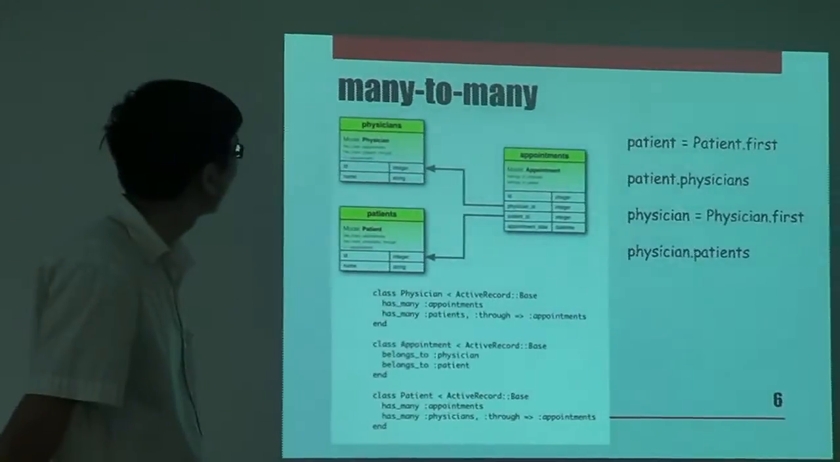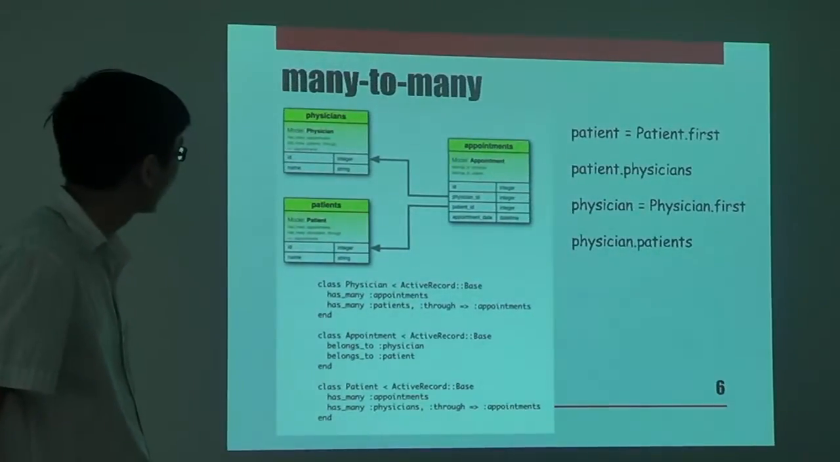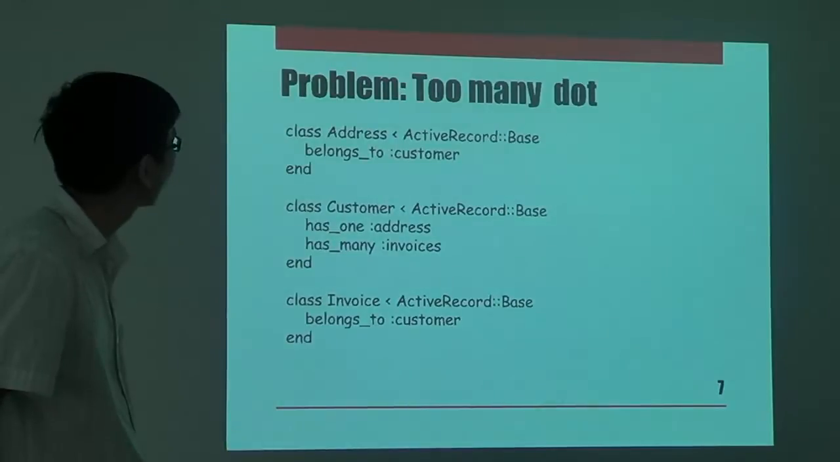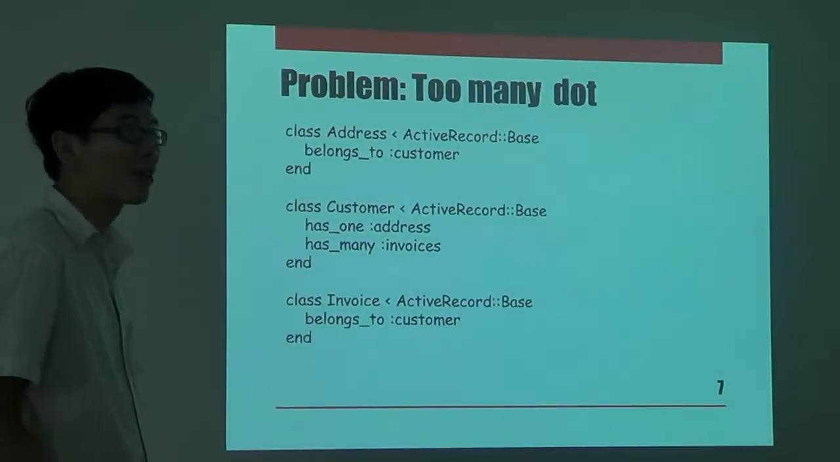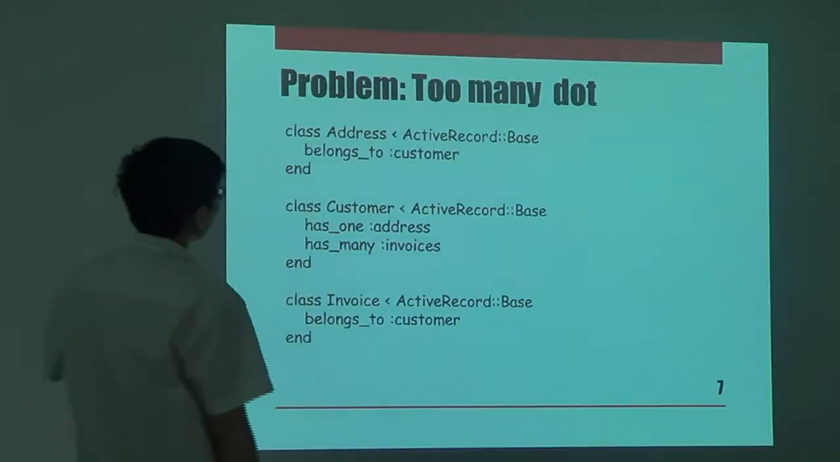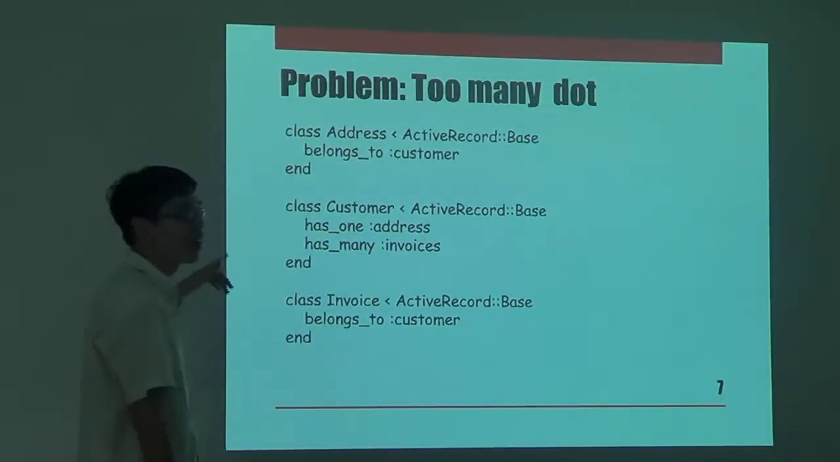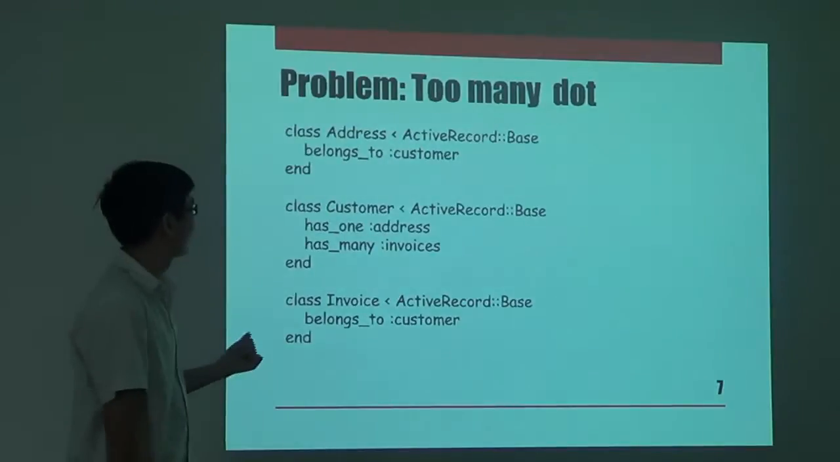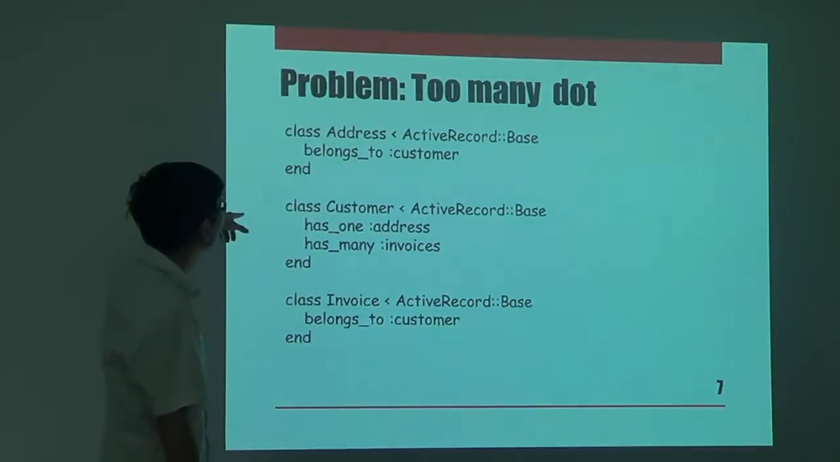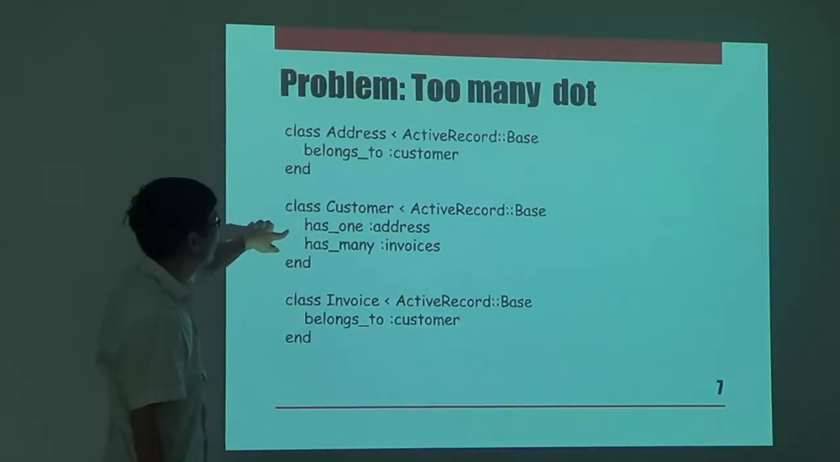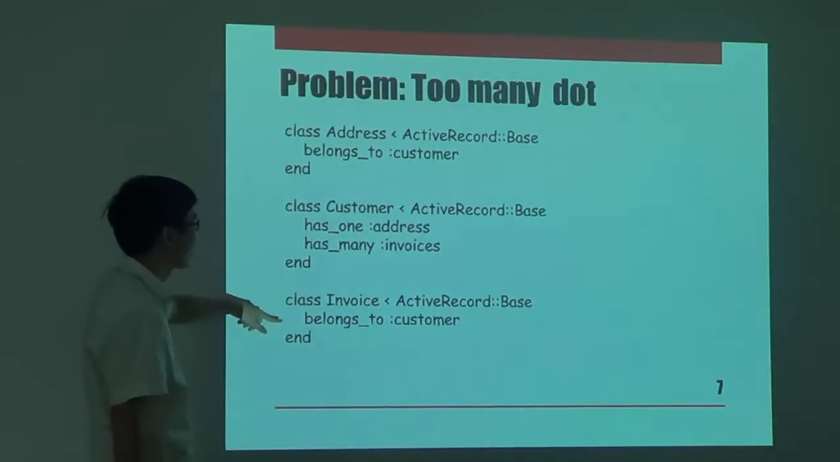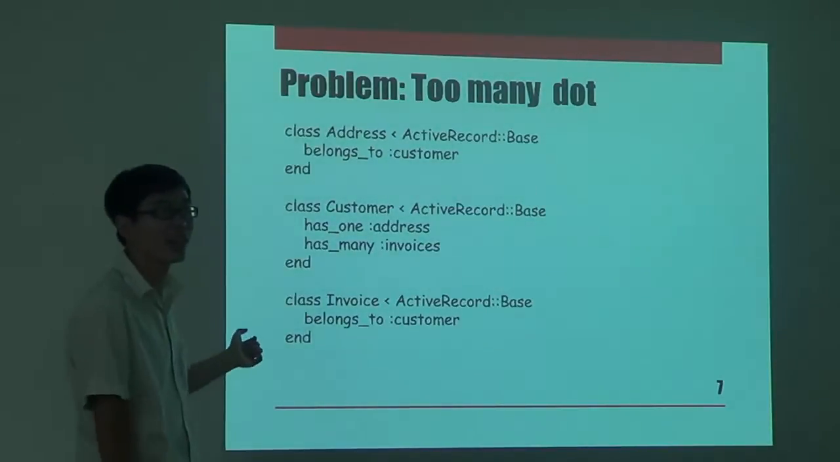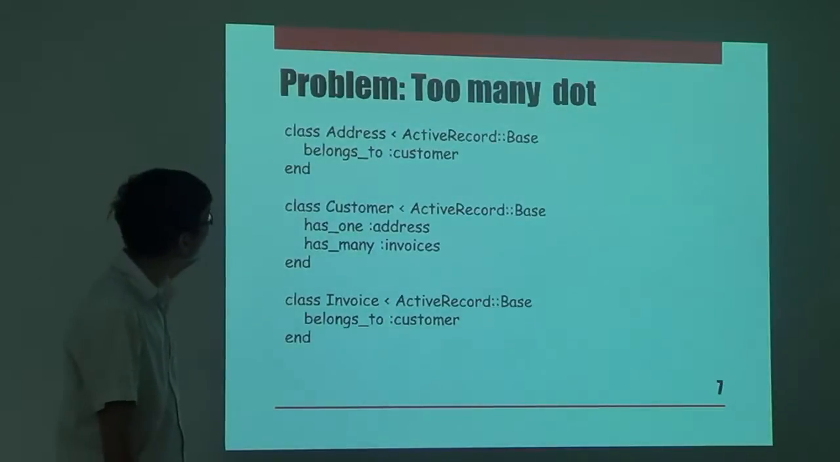However, when we define such relationships like this, we will come to a situation where we use too many dots. For example, we have an example here that a customer has one address and a customer has many invoices. So we define the relationship among them like an address belongs to a customer, and a customer has one address, and also a customer has many invoices, and an invoice belongs to only one customer. So that's the relationship between the three of them.